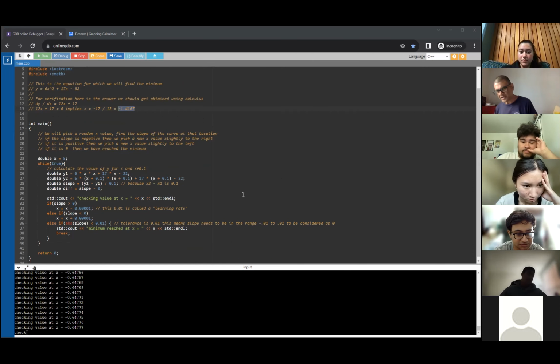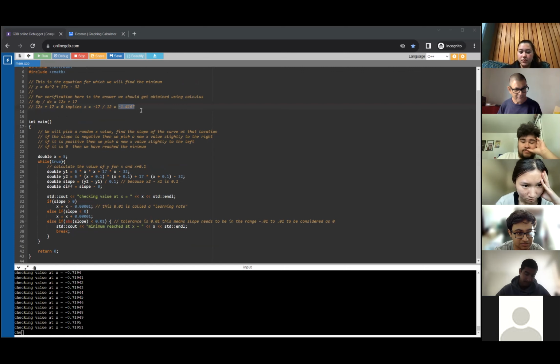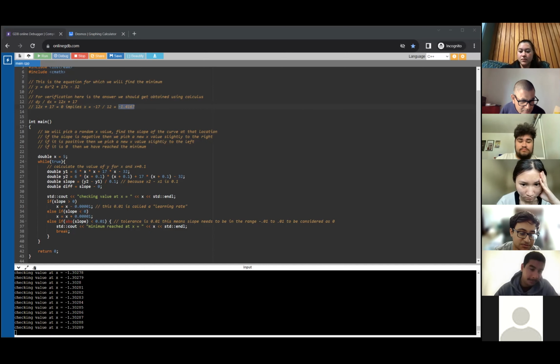Does anybody remember what the actual value was? Negative 1 point something. It's still written on the top here. It's 1.4167. Okay. Negative 1.4167. We should see that value come up soon, hopefully. 1 point. Oh no, it passed it. It passed it, did it? What was the value supposed to be, Tim?